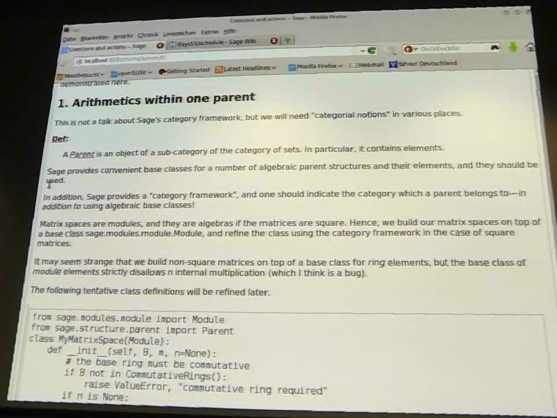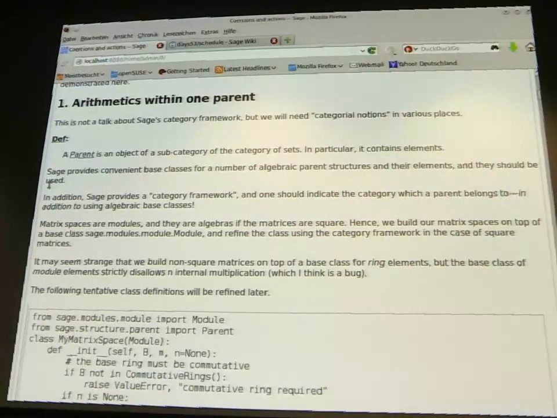So, arithmetics within one parent. First of all, I need to tell what a parent is. As I mentioned, this is not a talk about just the category framework, but to explain things here, we will need some notions from category theory. A parent is an object in some category, and it contains elements. In other words, a parent is, in the first place, a set. And typically, it provides additional arithmetic properties. For example, it can be a ring, then you have multiplication of the elements. It can be a vector space, then you have in addition some operation of a field of coefficients and so on. And SAGE provides convenient base classes for a couple of types of parents, modules, say, and they should be used. It simply makes sense to use the existing stuff there.